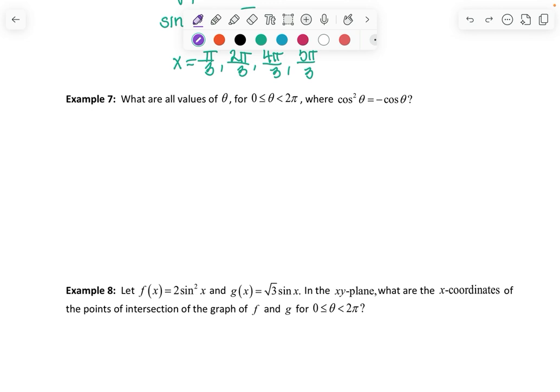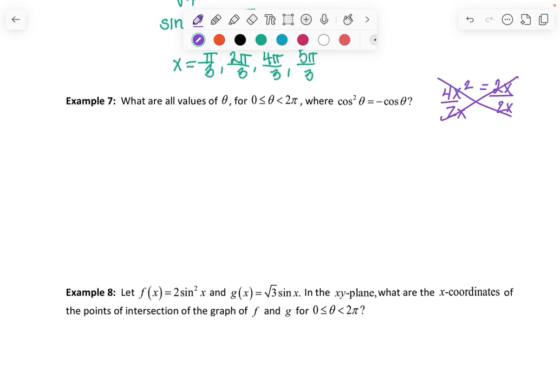It says, what are all values of theta on the interval from 0 to 2 pi, where cosine squared of theta is equal to negative cosine of theta? Now, what we can never ever do here is divide by cosine on both sides. You're going to lose solutions anytime you do that. If I had an equation like 4x squared equals 2x, we would subtract 2x from both sides. We would never, ever, ever divide by 2x or divide by x on both sides. That's never allowed. The solutions associated with that x are gone when you do that.